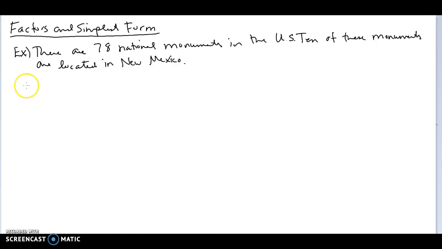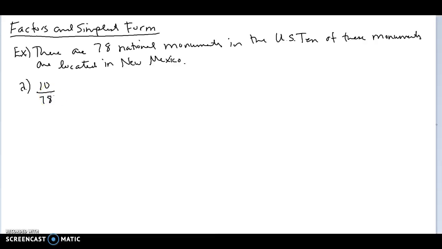So in part A, they are going to ask us to figure out what fraction of the national monuments in the U.S. can be found in New Mexico. So here's what happens. 10 of our monuments are in New Mexico. So if we're looking for what fraction of the national monuments in the U.S. can be found in New Mexico, we're looking at 10 out of, and we're told that there's a total of 78 national monuments, so it's going to be 10 out of 78.